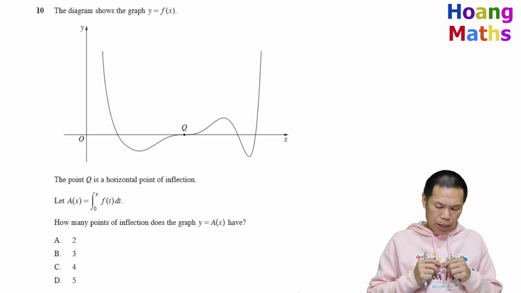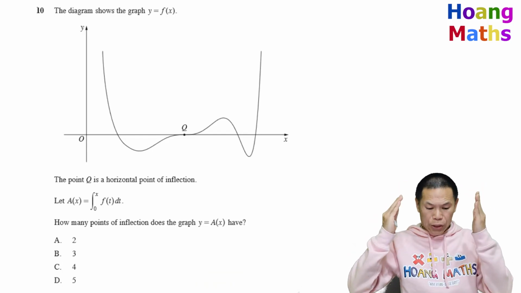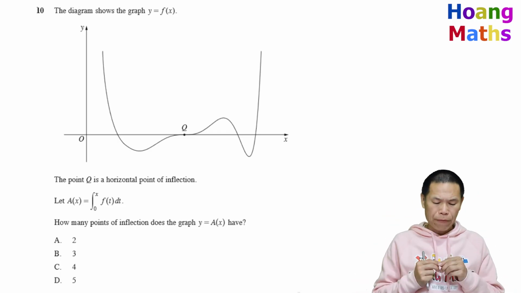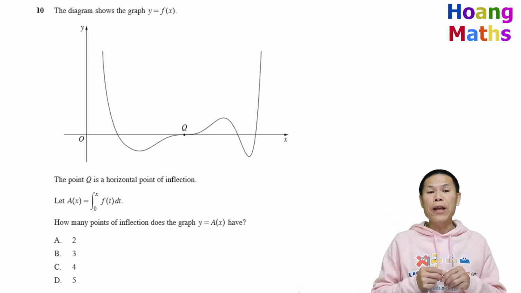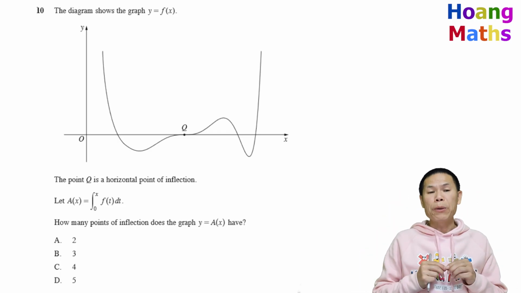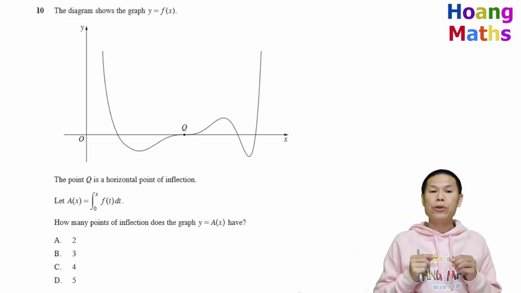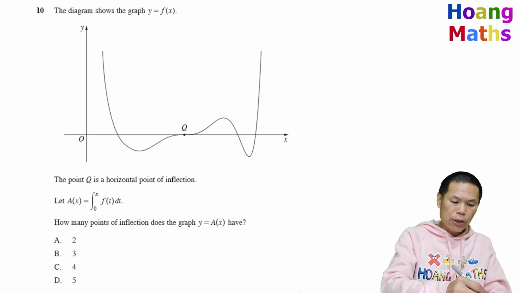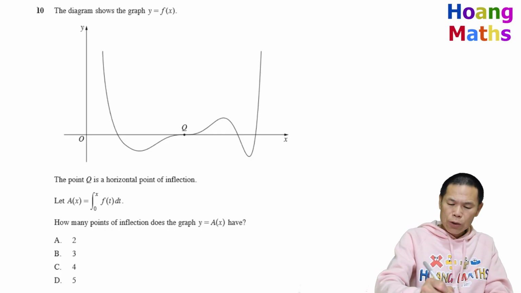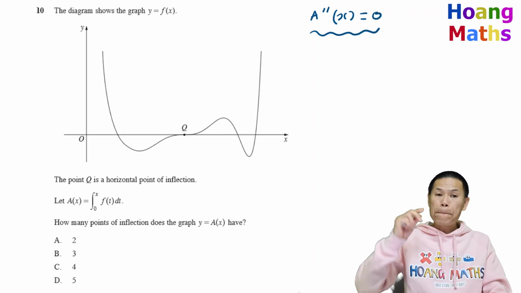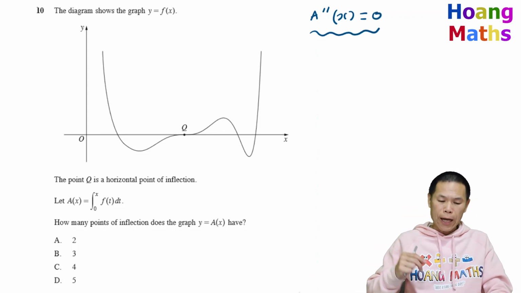Question number 10. How many points of inflection does the graph y equals A(x) have? The possible points of inflection are when A''(x) equals 0, right? So let me make a note of this first. We know that A''(x) equals 0 gives the possible points of inflection, okay?